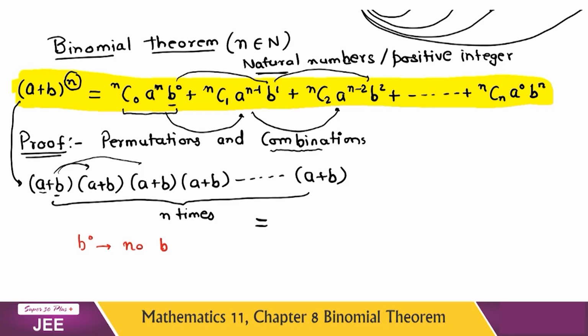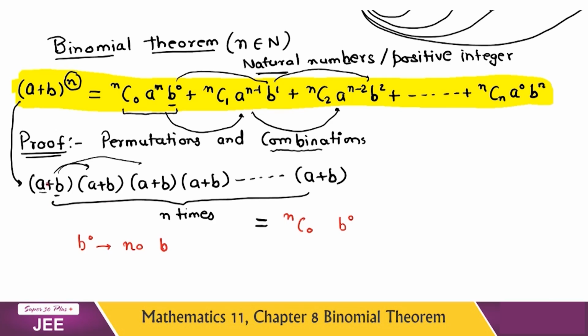Out of these n brackets, if I choose b from none of these brackets, then it can be done in how many ways? nC0 ways. If you have n objects and you have to choose none of these, you can do it in nC0 ways. So b^0 is done. Corresponding to b^0, nC0 will come. Why? Because we say that we don't want any b from any of these brackets. It means that we are not selecting any bracket for b.